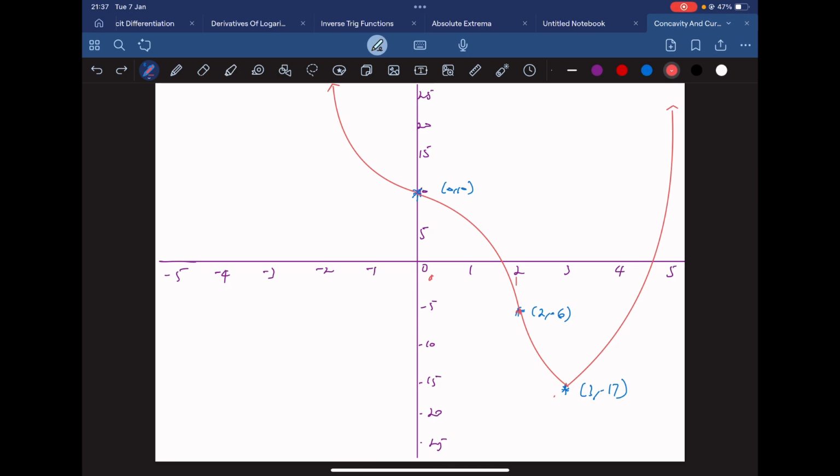Yeah, so that brings us to the end of the video. So that wraps up our discussion on concavity and curve sketching. With the tools we covered today, you are well equipped to analyze functions and draw accurate graphs.